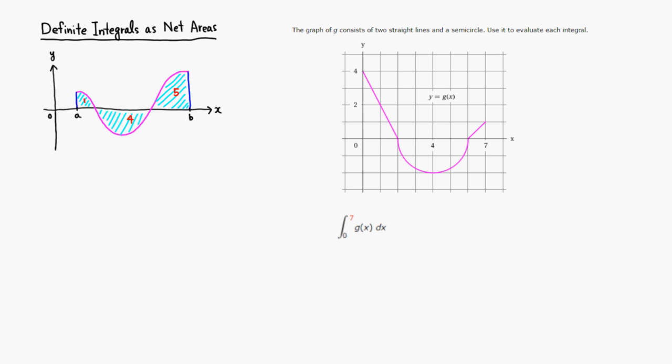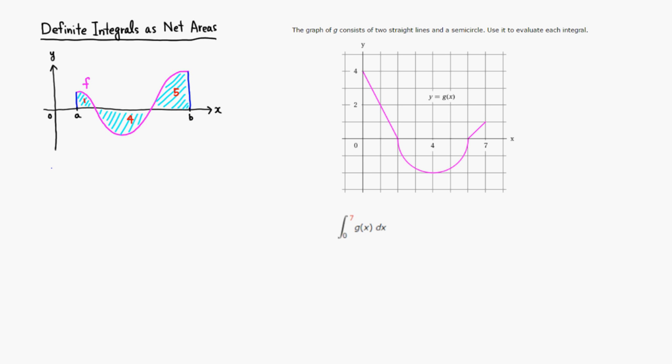All right, let's look at definite integrals as net areas. Say you have a graph of a function f that goes above and below the x-axis. Say this region has an area 1, this region has an area 4, and here's the area 5.